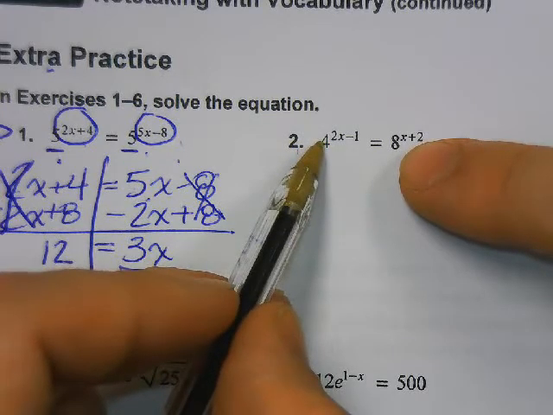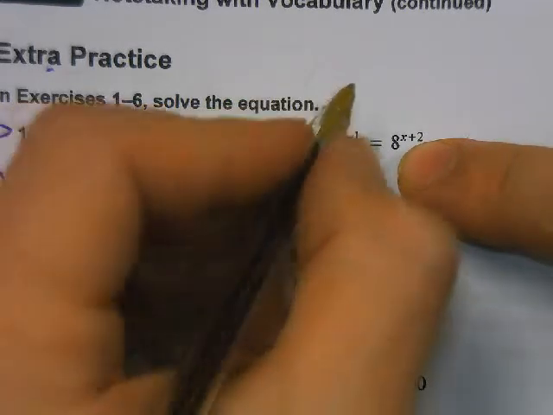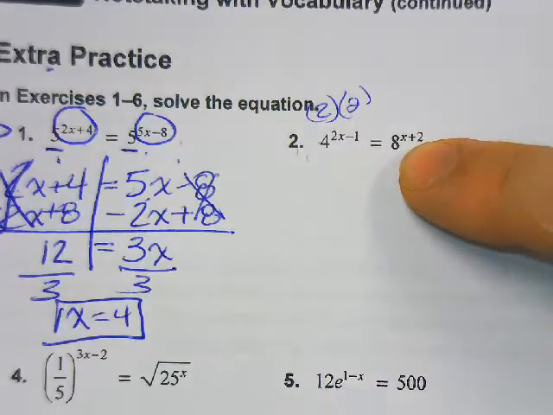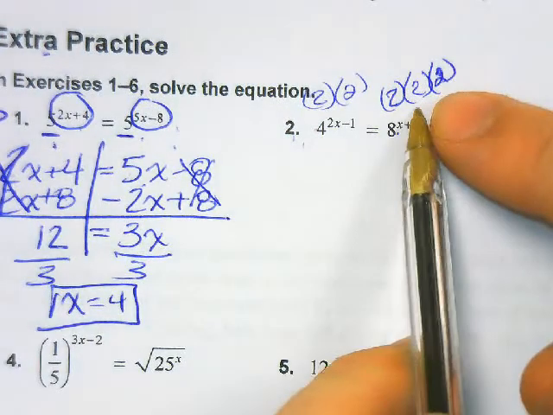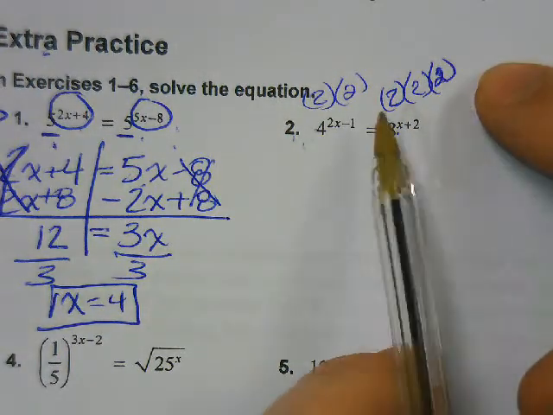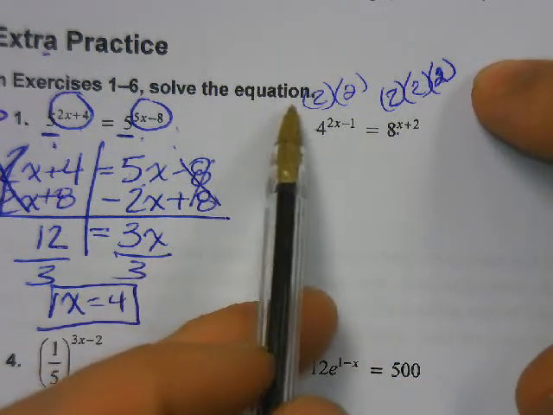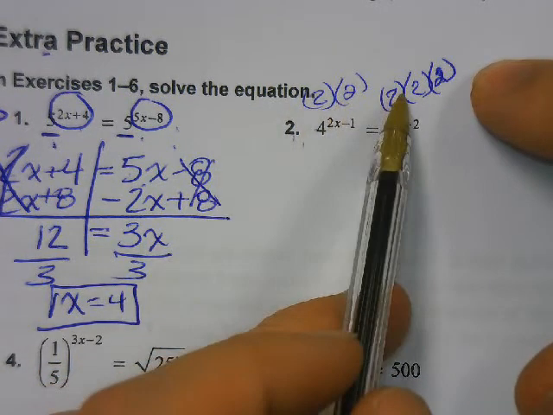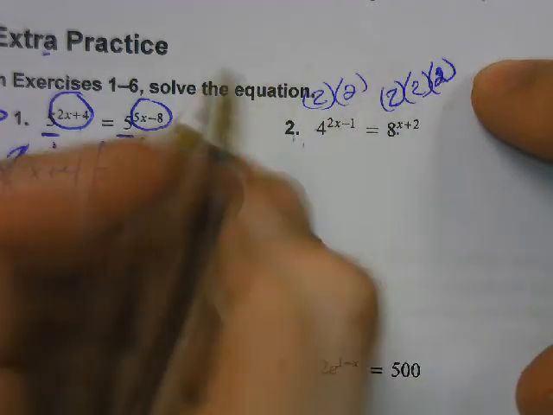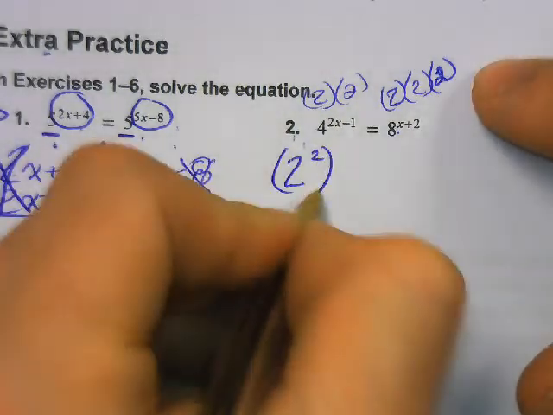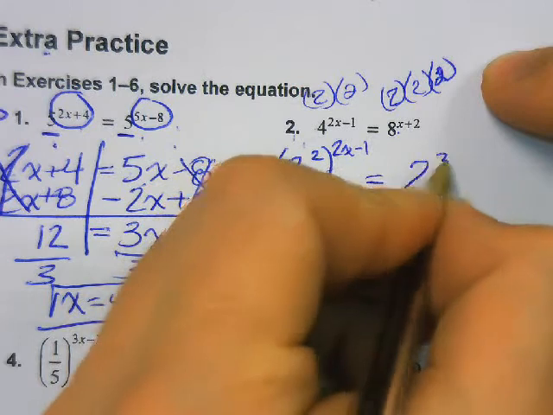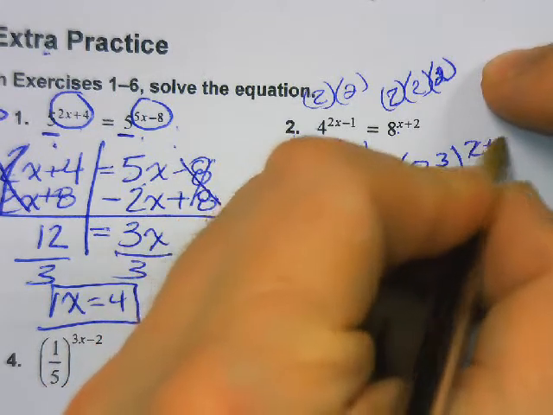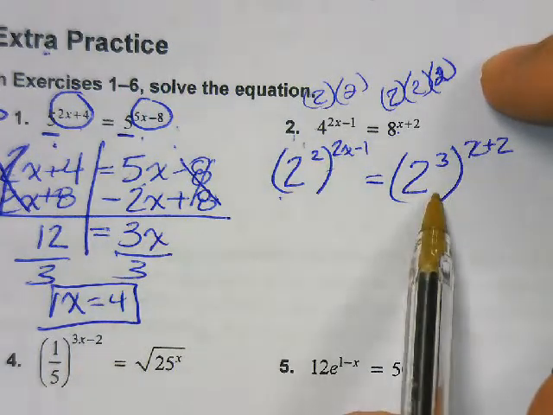2 squared is 4. In other words, 2 multiplied by another 2. That will get me to 4. And then if I multiply 3 of these together, 2 times 2 is 4, 4 times 2 is 8. So that gets me to my base. So here I will have 2 squared, and here I will have 2 cubed. 2 squared raised to the 2x minus 1 power equals 2 cubed raised to the x plus 2 power. So now I have like bases, and I can do exactly what I did before.